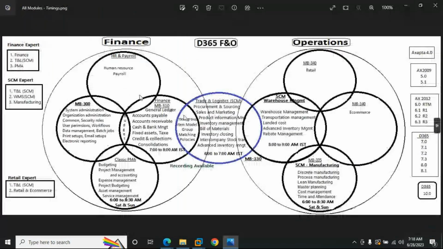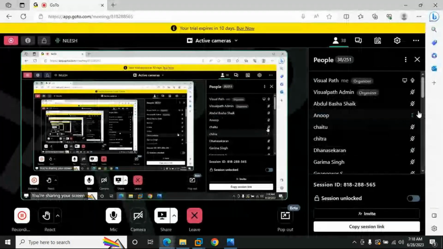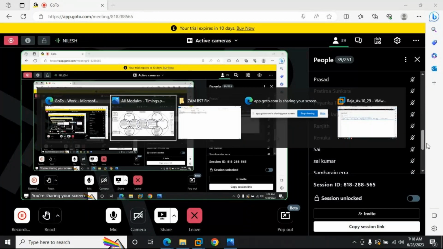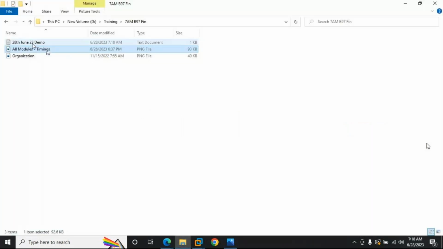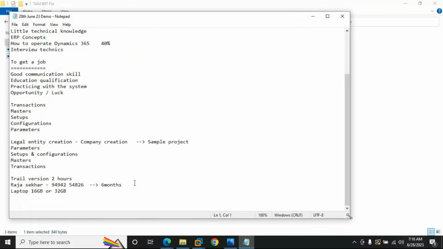Satya, I just wanted to ask one thing. When you provide that link, does the higher configuration need to be there? I have a lower configuration laptop. Will the link work on my laptop also? Yes. The trial version for 2 hours and the 6 months validity link from Rajashekar are independent of your laptop performance. This is scenario one, any laptop will work. This is also any laptop will work.